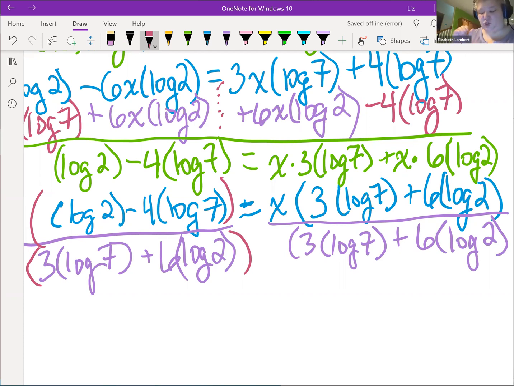Now, if you have a calculator that'll let you store things in memory, you can calculate the top, store it in memory, calculate the bottom, store it in a different memory, or just have the bottom and then do memory recall divided by answer. And it might work like that. Otherwise, calculate the bottom first, put that in memory, calculate the top, then do divided by memory recall. All right, so 3 times the log of 7 plus 6 times the log of 2.